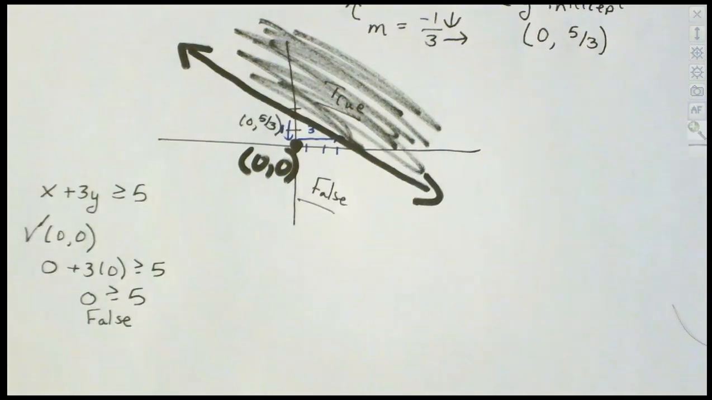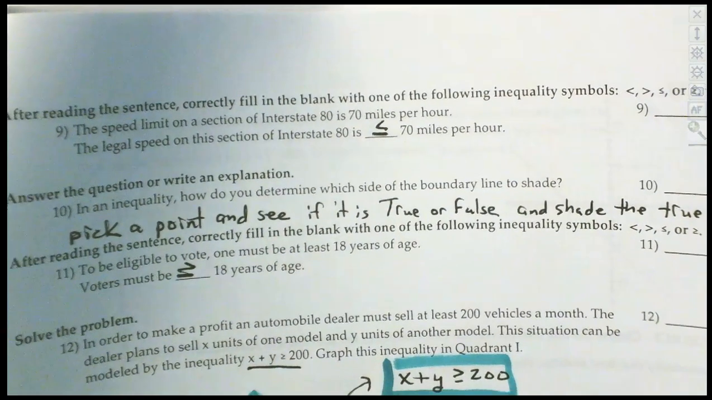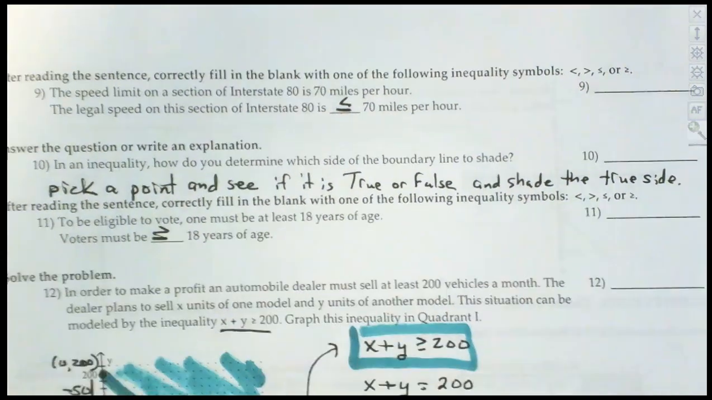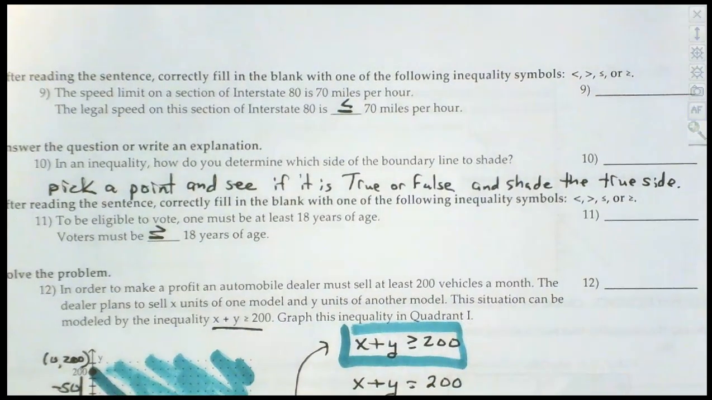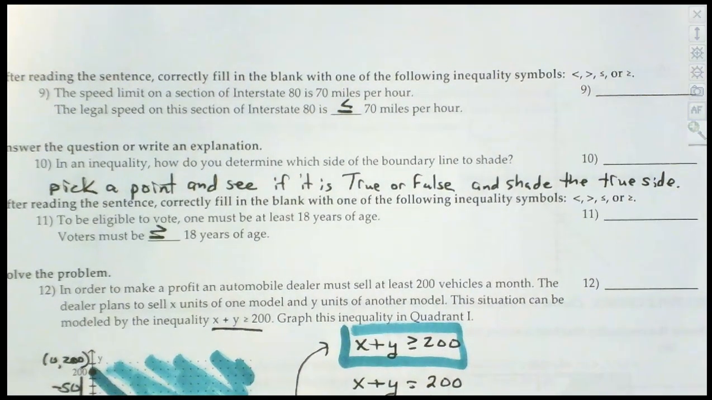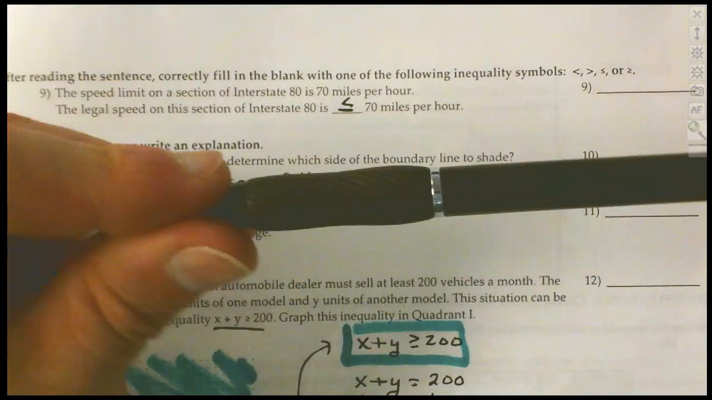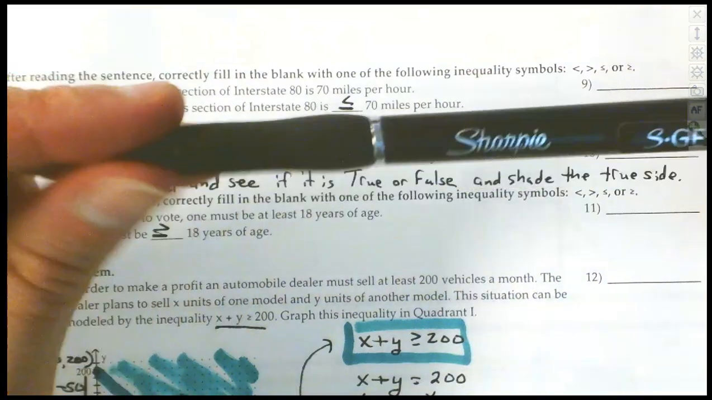And I think we kind of talked about question 10 last time. We've done these already, and this is just in my words how I would answer question 10. It says, in an inequality, how do you determine which side of the boundary line to shade? Well, what did we do? We picked a point, any point. Normally we pick (0, 0), and then we see if it's true or if it's false.